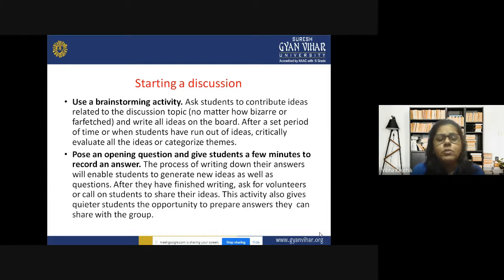Ask for volunteers or call on students to share their ideas. You can ask the volunteers or call on different students to share their ideas. This activity also gives quieter students the opportunity to prepare answers they can share with the group. Means those students who remain quiet, those who are shy to give the answers. So through this activity, we are giving the opportunities to those students also to prepare their answer and to share their answers with the group members.